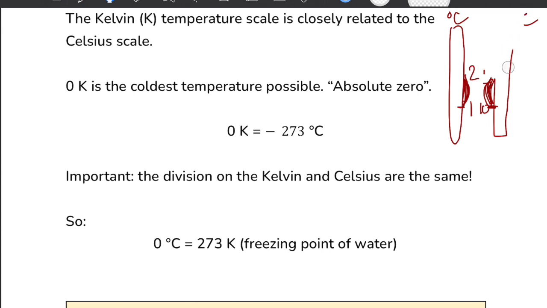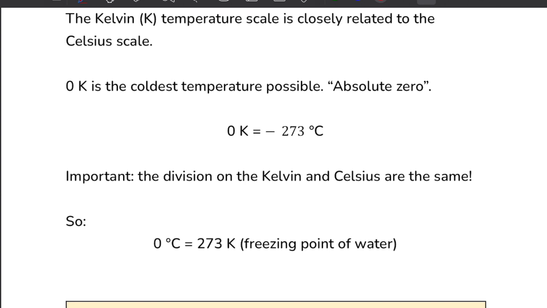What is an example of a situation where the divisions are not the same? So let's say we have some scale here, and this is 1 and this is 2. But the other scale, this is 1 and this is 2. So you see these divisions are not the same, okay?